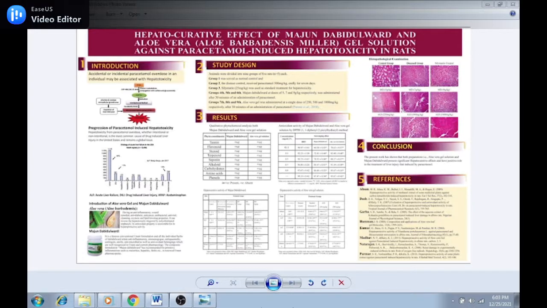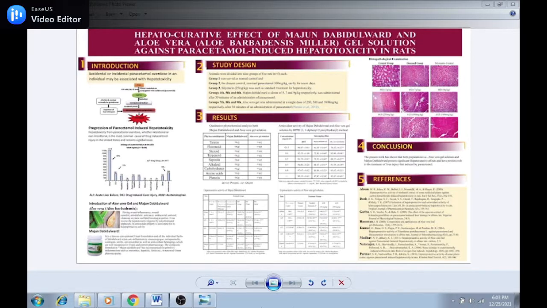Basically, the current research was designed to observe the hepatocurative effect of aloe vera gel and Majoon Dabidul Ward, which is a herbal Unani medication, against paracetamol-induced hepatotoxicity. For this purpose, 45 rats were divided into 9 groups, each having 5 rats.